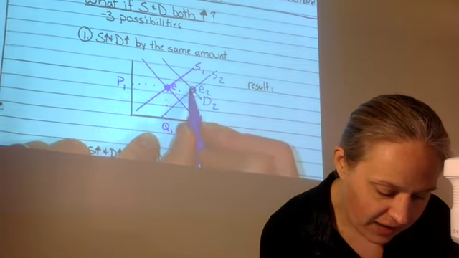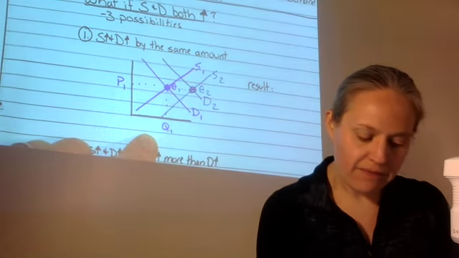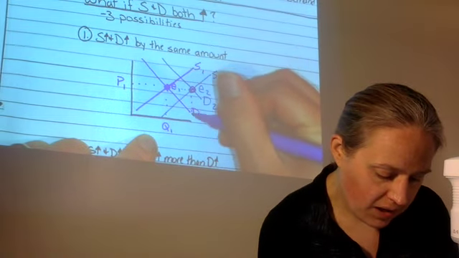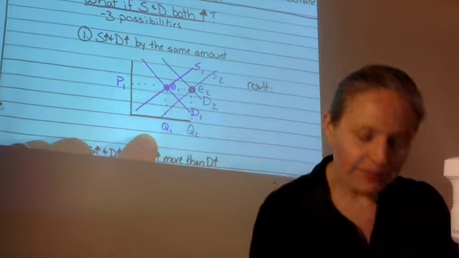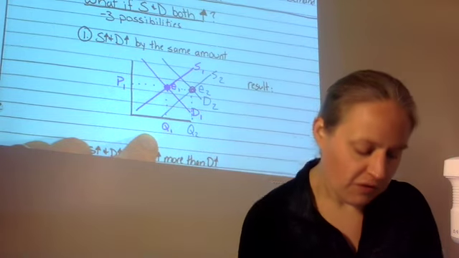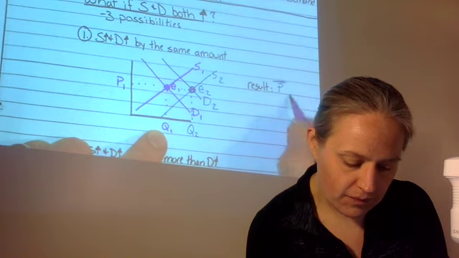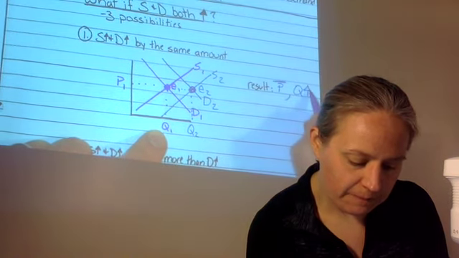Now look at this. What happened to price? The price stayed the same. What happened to quantity? The quantity increased. So the result is that price stayed the same, quantity went up.